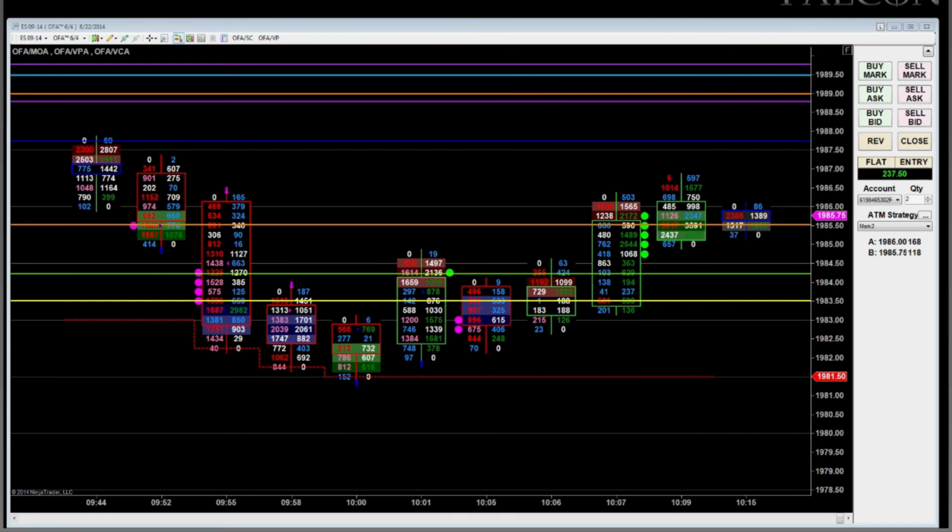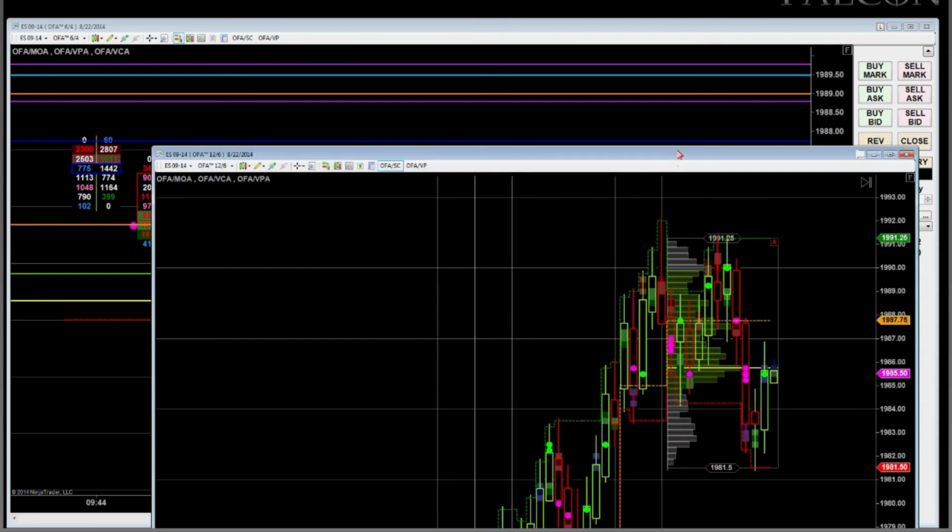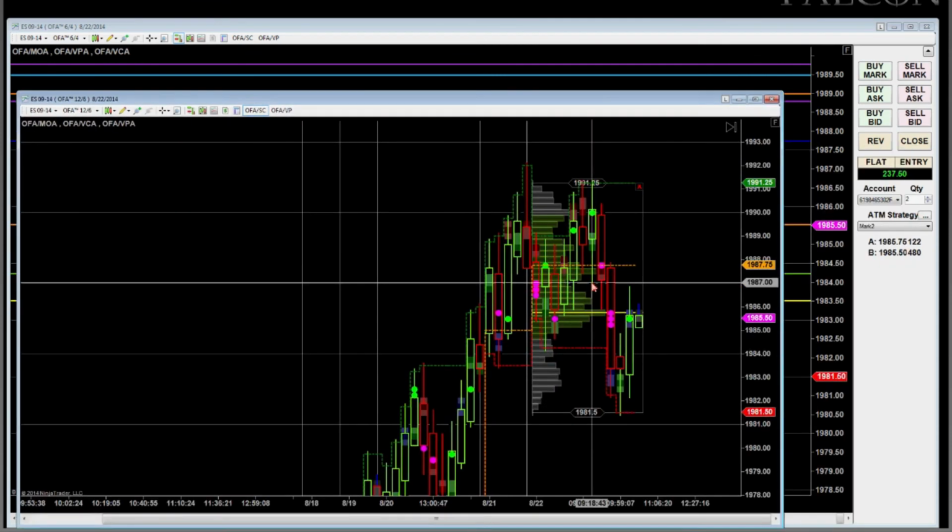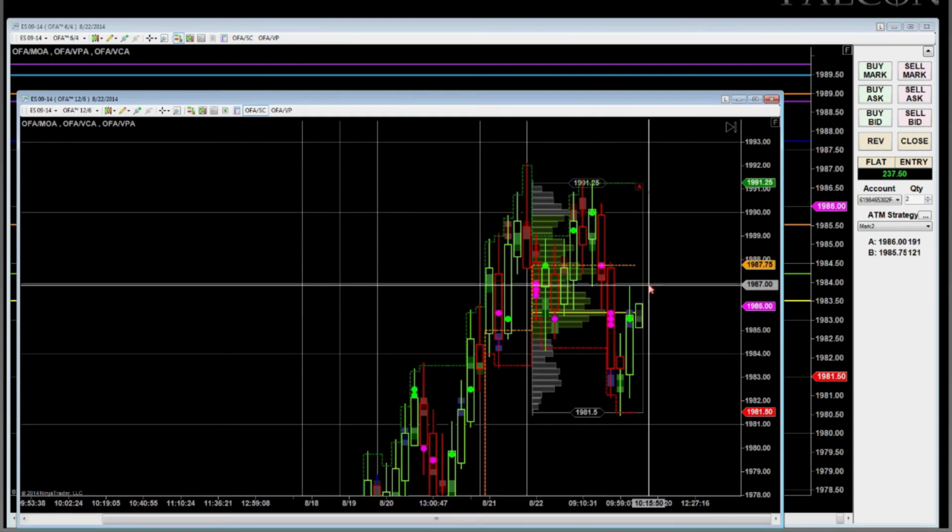All right, VPOC has now moved down to 85.75. See if we get another test of 85. The volume profile shows a little bit of a low volume, and so I'll bring this over. But you've got to pay attention to this. There's a little bit of a low volume area right here at 87, which is where price pretty much stopped at 87.